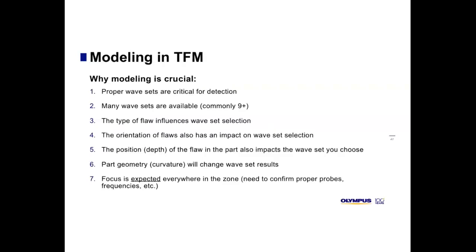I will just talk a little bit about the modeling in TFM and why it is crucial. Actually, the proper wavesets are very critical for detection. Many wavesets are available. Which one to choose? The type of flaw influences waveset selection. The orientation of the flaw, the depth of the flaw also has importance. Part geometry and curvature will change waveset results. And also the focus is expected to be everywhere in the zone. But of course, there is a physics limit, which is the same in phase array or in UT. So we cannot focus beyond the near field. So to consider all these parameters, we need a concept that models the inspection or which will simulate the behavior of our waves inside the material in the specific zone.